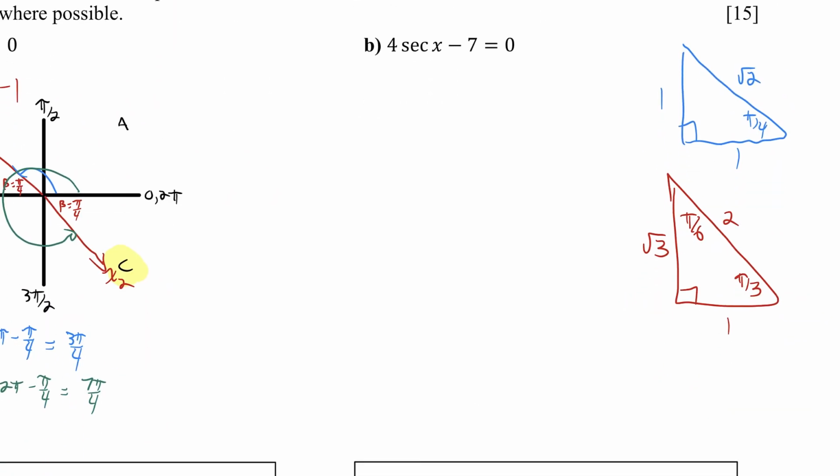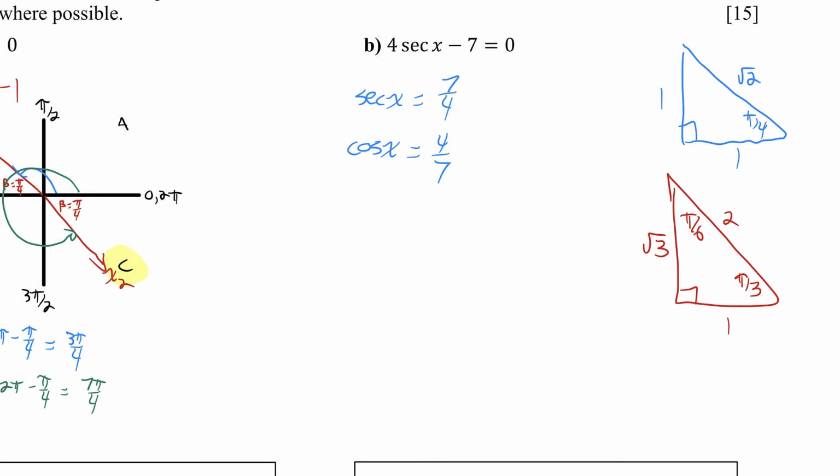Part B. This time I have secant x equals 7 over 4 once I rearrange that. And I'm going to change this to a primary ratio. If secant x is 7 over 4, then I know cosine x is the reciprocal of that, which is 4 over 7.